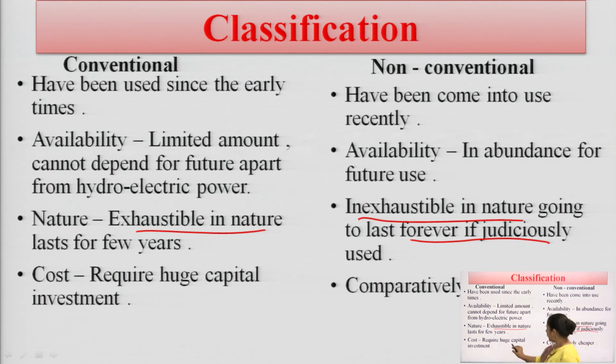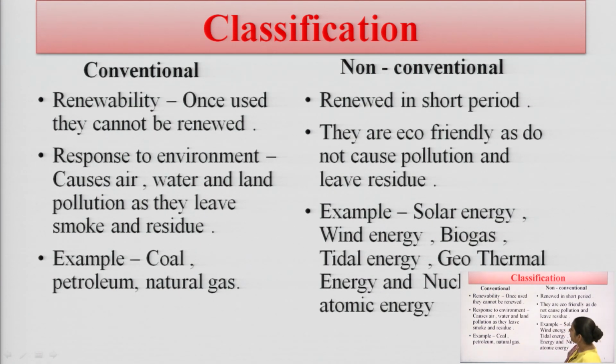Cost: conventional resources require huge capital investment, we have to invest a huge amount, but non-conventional is very cheap. Now, renewability: once used, conventional energy sources cannot be renewed or reformed, but non-conventional ones can renew in a very short period of time.